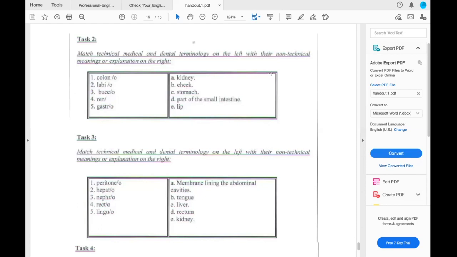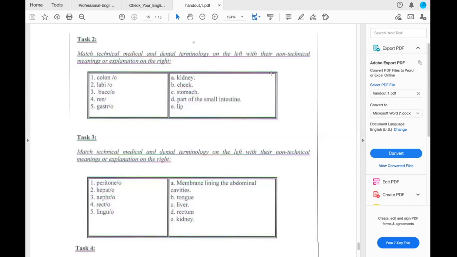Number 3, endoscopy. Endoscopy refers to number E, visual examination of the body cavities. Enteroscopy, number 4, refers to visual examination of the intestines. Number 5, endoscopist refers to number B, person who operates an instrument for examining the body cavities.